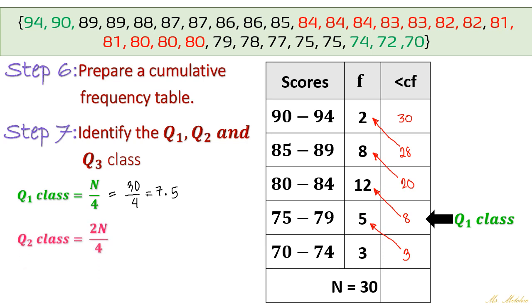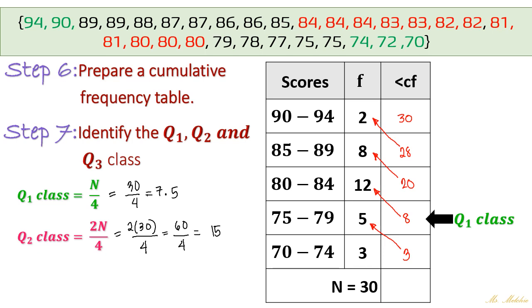Okay, moving on. For our Q2 class, how are we going to compute that? We do have our formula here again. So 2 times our n, which is 30, divided by 4. So 2 times 30, we have 60, divided by 4, then we would have 15. In some cases, others would do the shortcut. They will just simply multiply 7.5 by 2 and they will get 15. And it's the same. It's your choice. But anyway, let's look for which class Q2 belongs to.